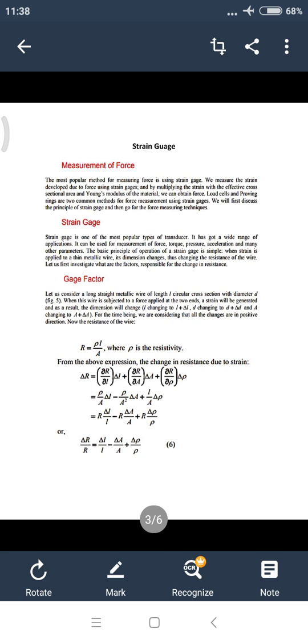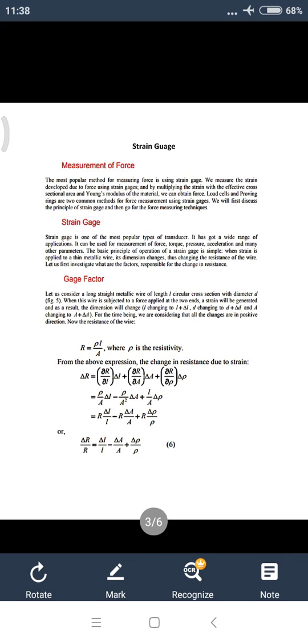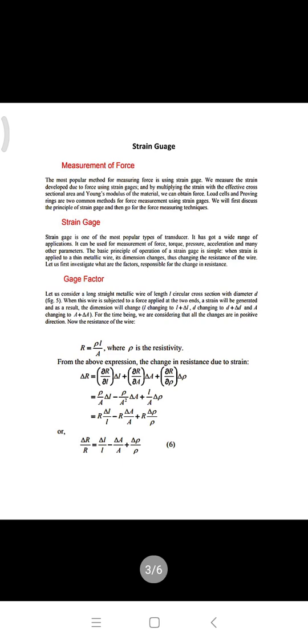It can be used for the measurement of force, torque, pressure, acceleration and many other parameters. The basic principle of operation of a strain gauge is simple. When strain is applied to a thin metallic wire, its dimensions change, thus changing the resistance of the wire.